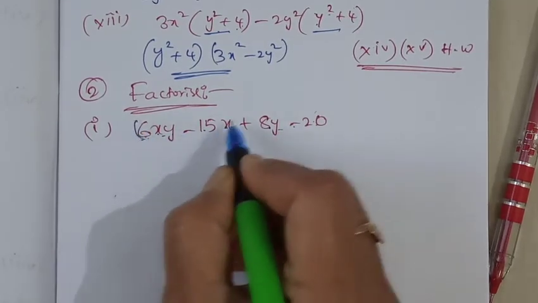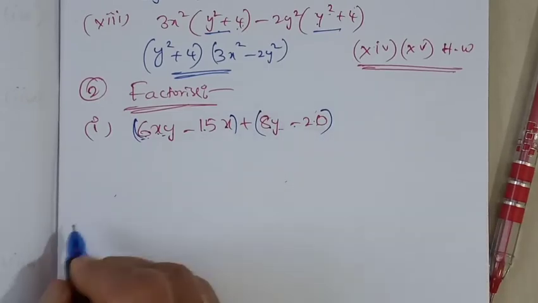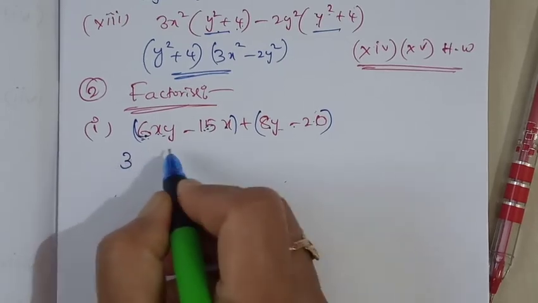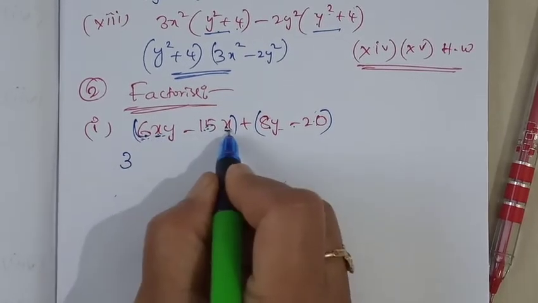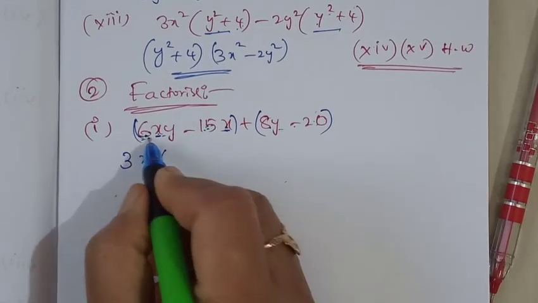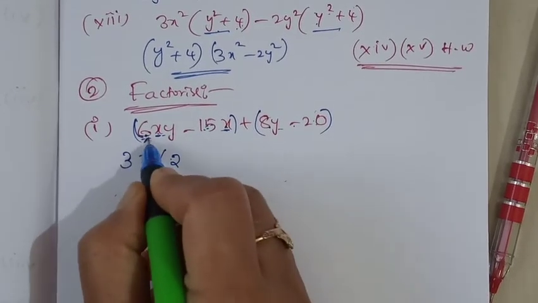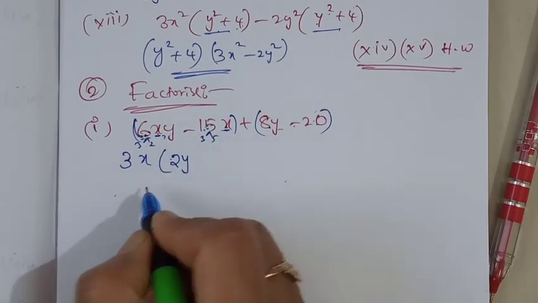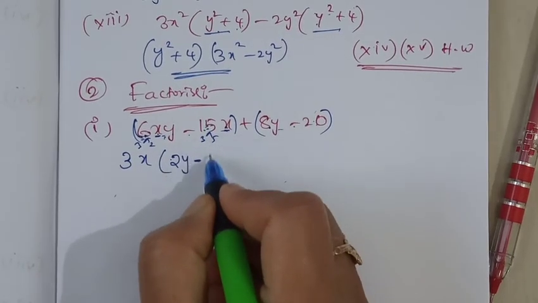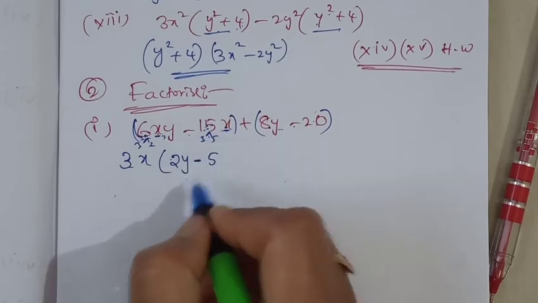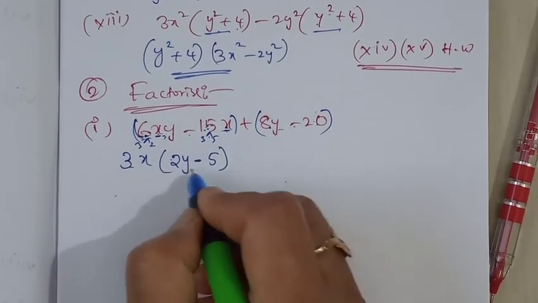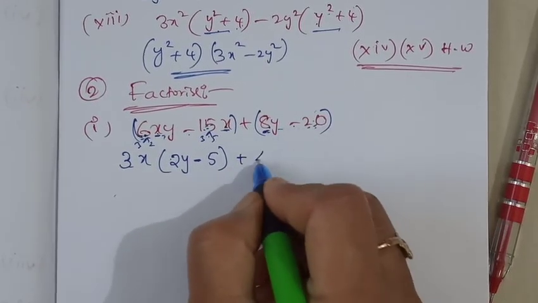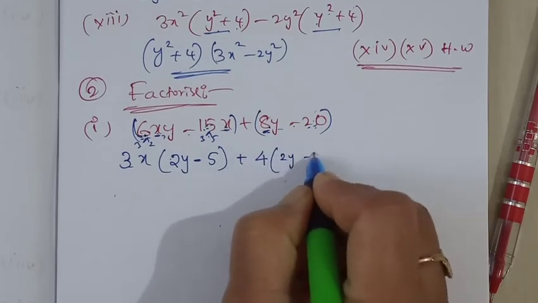So now I'll make a group of this and this. Then we will go with taking out common. These two are multiples of 3, so I can go with the 3. And what is next common? X. 3x is common. What is left here? 3 2s are 6, so 2y is left. Minus as it is. What is left here? 3 5s are 15, and x I have taken out, so only 5 will be left. Next here 4 factors we can take directly. 4 is common in both. So 2y minus 5.